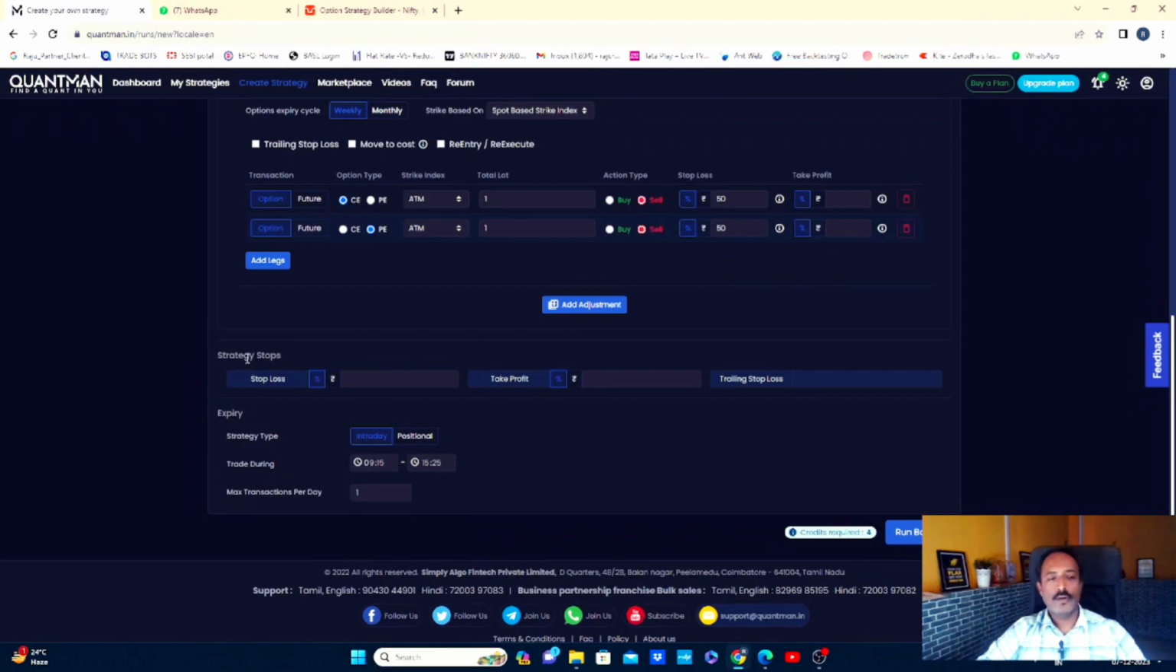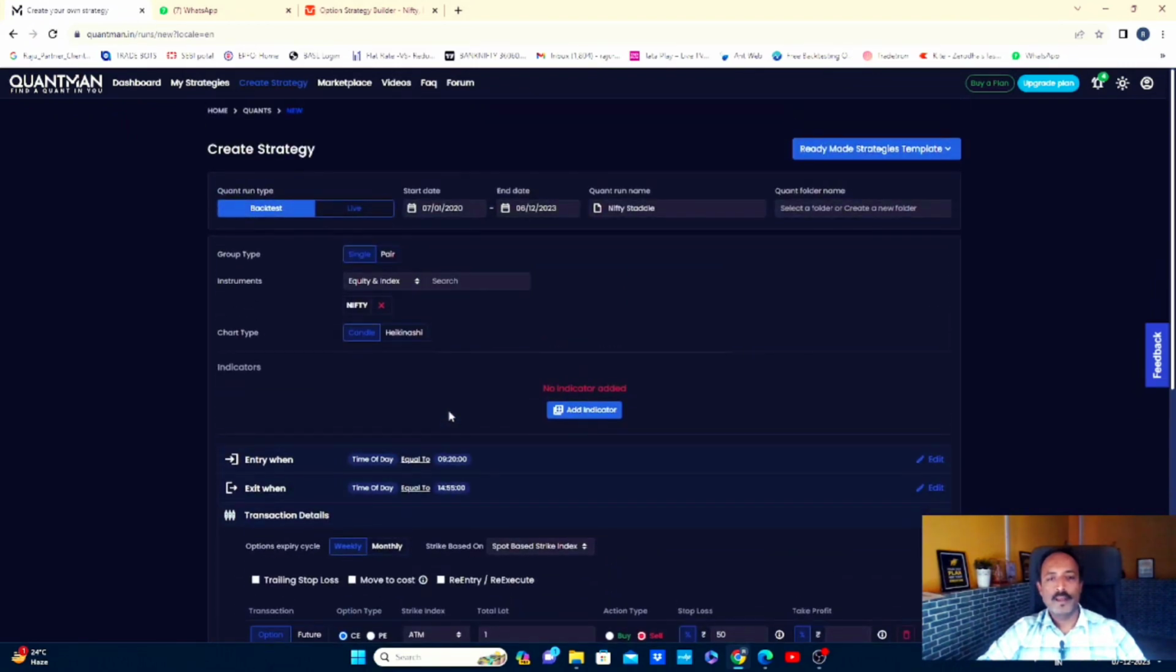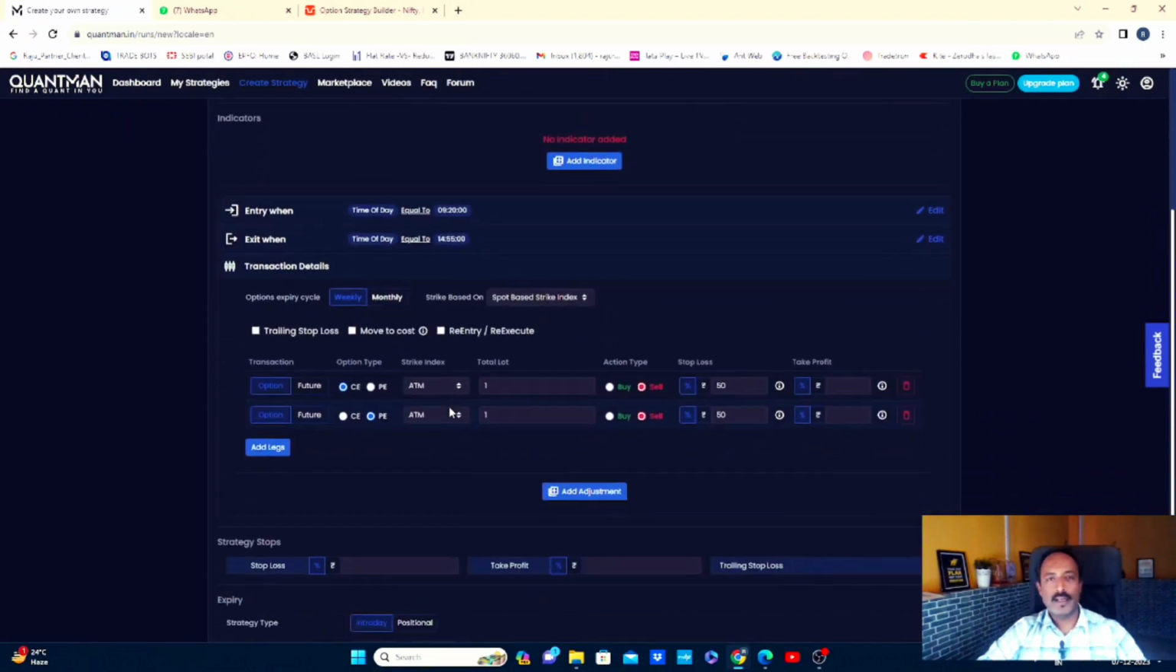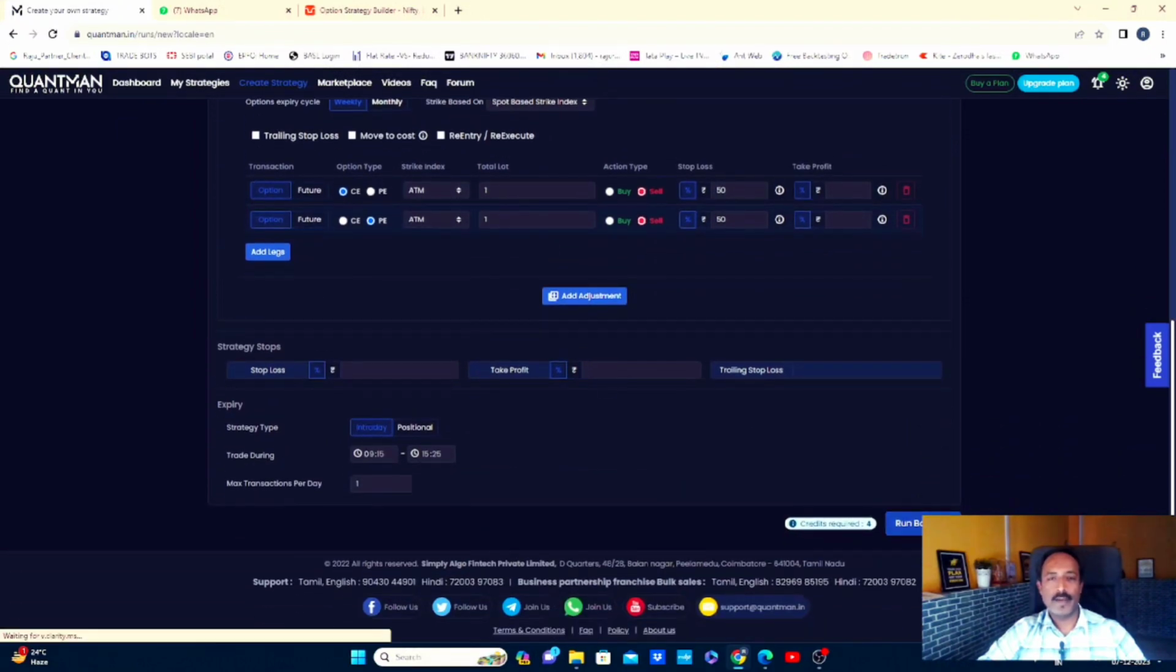Okay, so there will be an option to have an overall strategy stop loss as well and the take profit as well. So if you want to keep an overall strategy stop loss, you can keep it, and maximum transactions per day. Okay, so let's keep it only one, and let's see the morning 9:20 entry. If we have followed this step, selling straddles on a daily basis from 9:20, how much would be the result? You can run the backtest here.